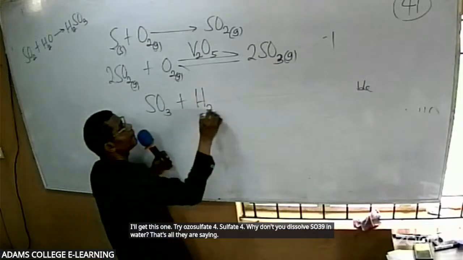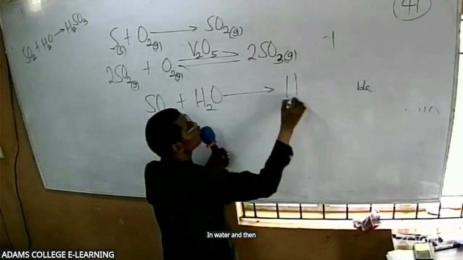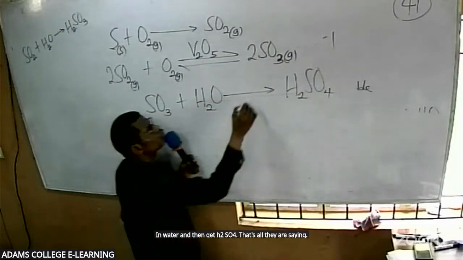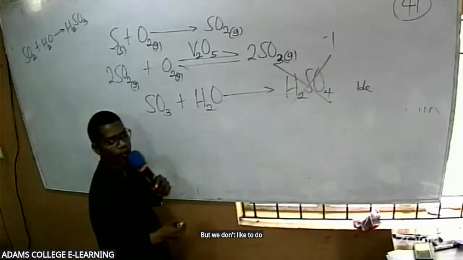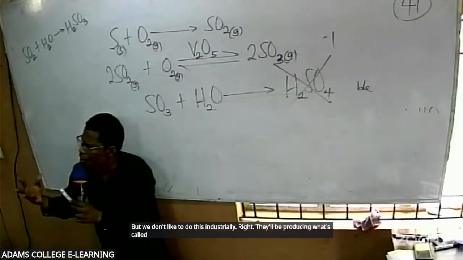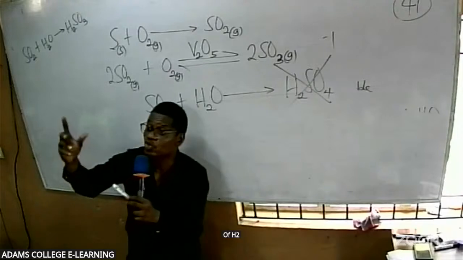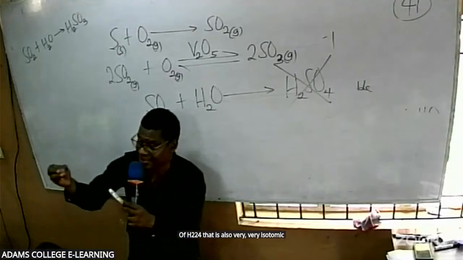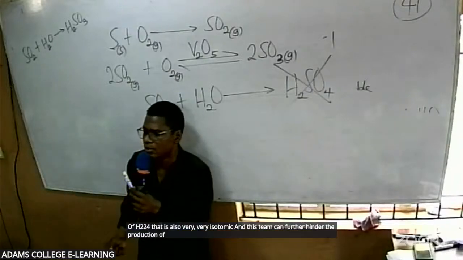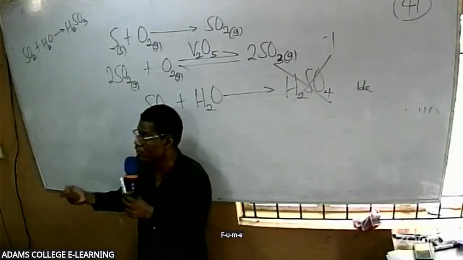In water, and then get H2SO4. That's what they are saying. But we don't like to do this industrially. Why? There will be production of fumes of H2SO4. That is also very, very exothermic, and this can further hinder the production of more H2SO4. Fumes of H2SO4 will be formed.